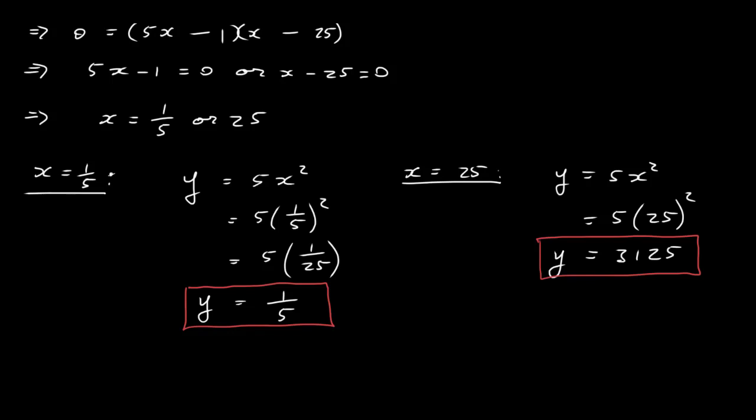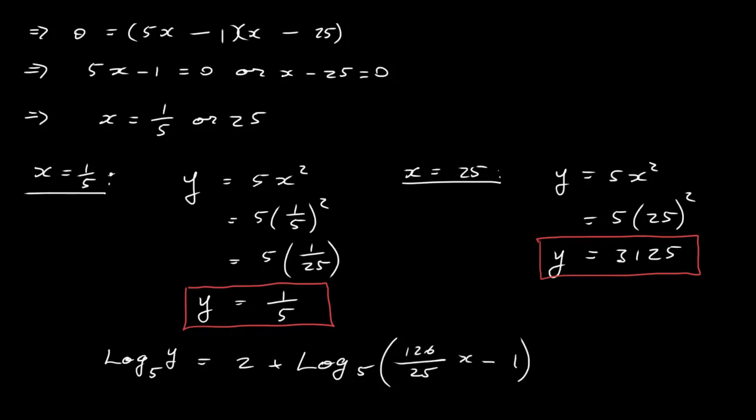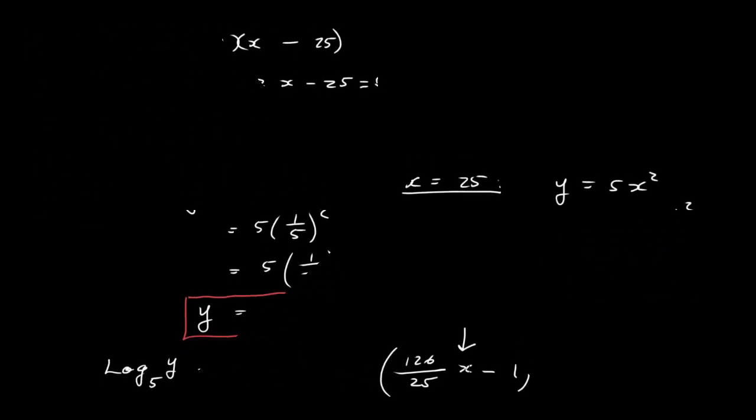Now you can also put the 1/5 and the 25 into this equation here. It's going to take a bit longer. You can say log y to the base 5 is equal to 2 plus log to the base 5 of 126 over 25x minus 1. You can put the x's in here as well. It'll take a bit longer, but you'll get the same answers. You'll get y is equal to 1/5 and y is equal to 3,125 as well. Okay, that's it for this question.